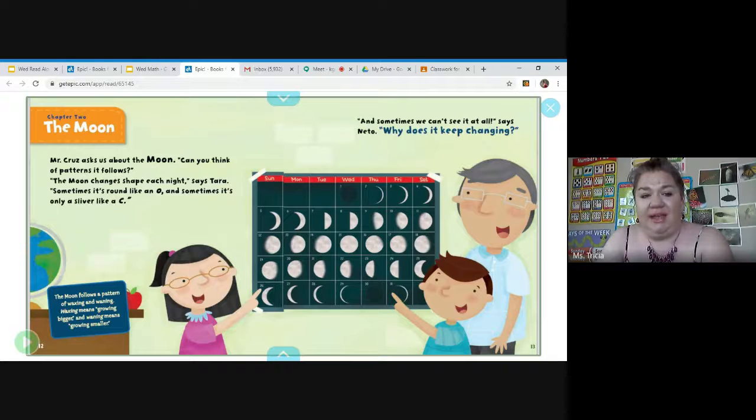Why does it keep changing? The moon follows a pattern of waxing and waning. Waxing means growing bigger, and waning means growing smaller. So as you can see on the calendar, it grows bigger all the way until about the 15th, and then it starts to grow smaller on the 16th, and then it grows until it becomes bigger again on the 30th.